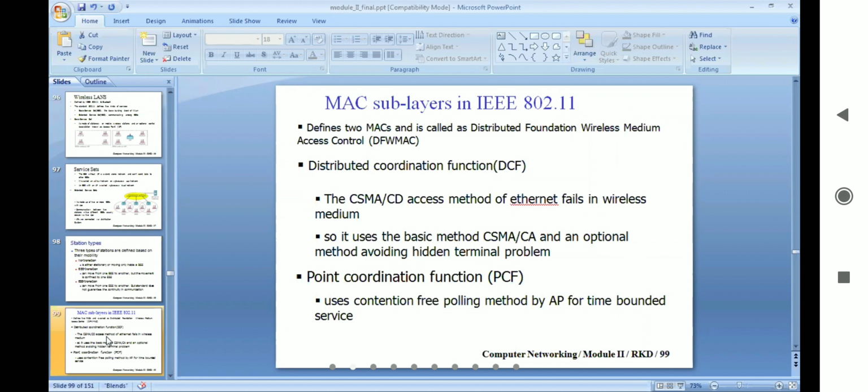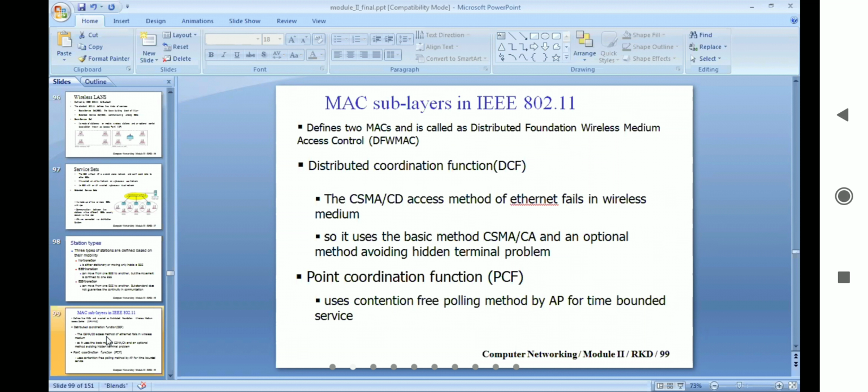Another concept here: we have already discussed the CSMA/CD protocol. The CSMA/CD protocol is used to detect collisions. That is the use of this protocol. So the question is, can this protocol be implemented in the wireless medium or not? That's the question.